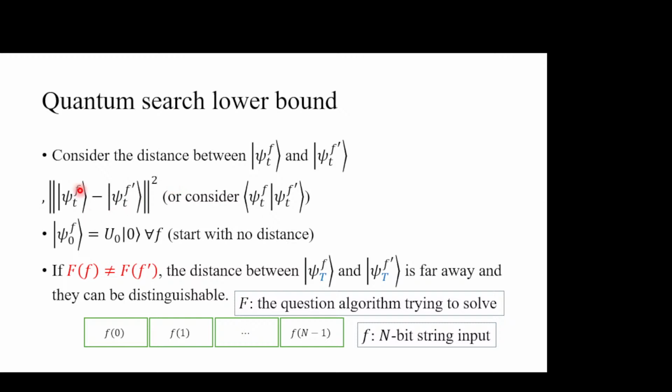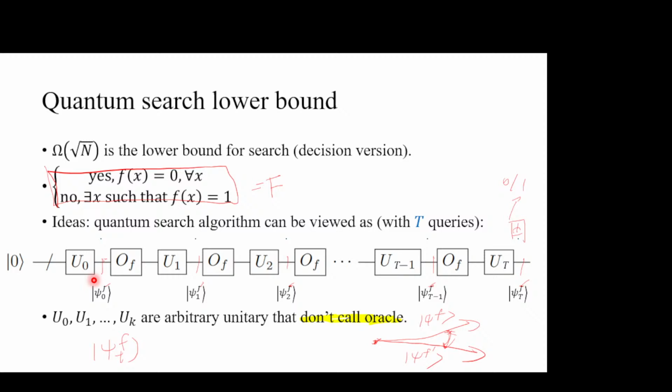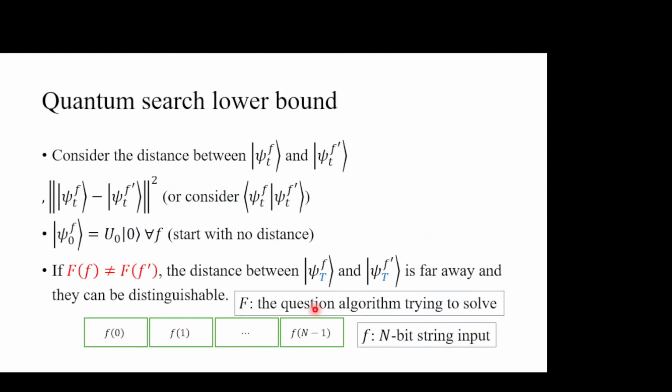Okay, that means the absolute distance of the two states needs to be pretty far apart. You want to be able to make a distinction between whether big F of small f equals 1 or big F of small f equals 0. Because you need to make a decision at the end, we know that psi f of big T and psi f prime of big T should be pretty far away and distinguishable.